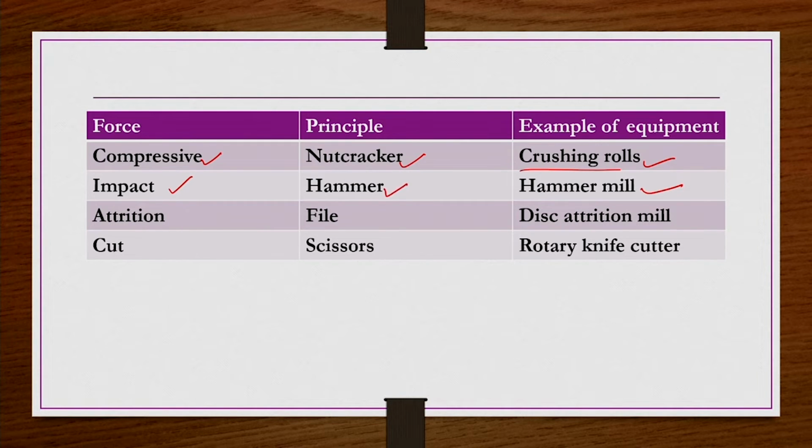Then we have the disc attrition mill, where the attrition force is applied, and the action causing this reduction is the filing action. Then rotary knife cutters are there, where scissors are provided which produce particles of definite size and shape by cutting force.